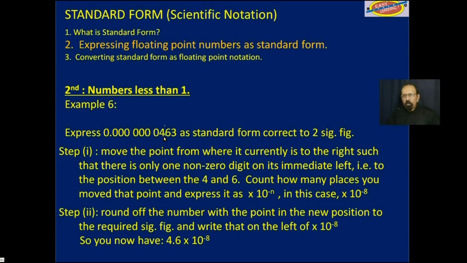Round off the number with a point in the new position to the required significant figure and write that on the left of the times 10 to the negative 8. So we want two significant figures. That 4 will be 1, that 6 will be another one. Remember, these zeros are not significant. So you get 4.6 exponent negative 8.